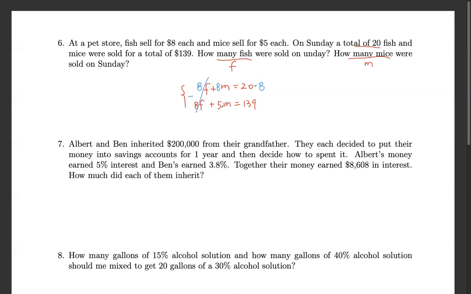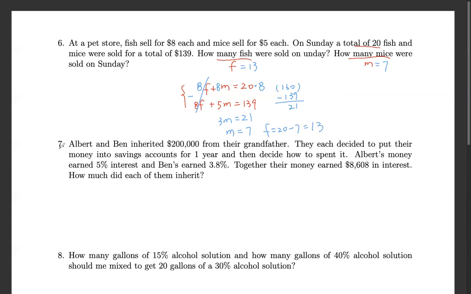When we subtract, these two become 0. 8m minus 5m. 20 times 8, that's 160. 160 minus 139 is 21. So how many mice? 7. 21 divided by 3, that's 7. Well, total 20, so fish is 20 minus 7, which is 13. So there are 13 fish sold on Sunday. That's 7 mice sold on Sunday.